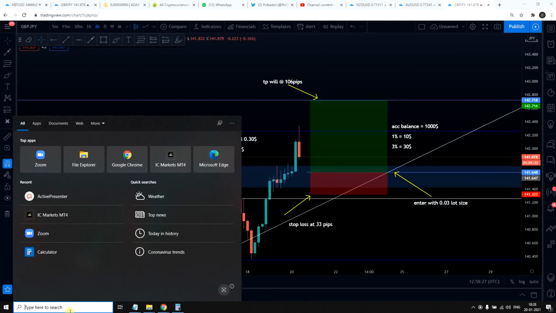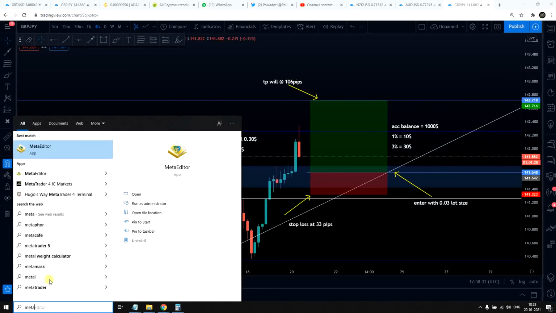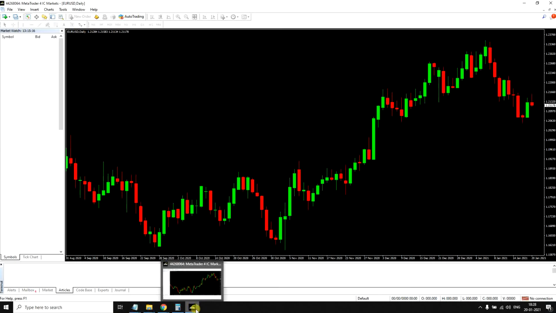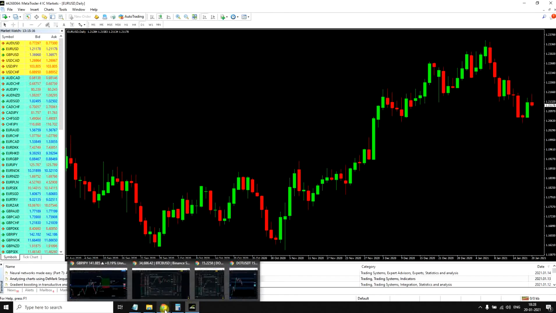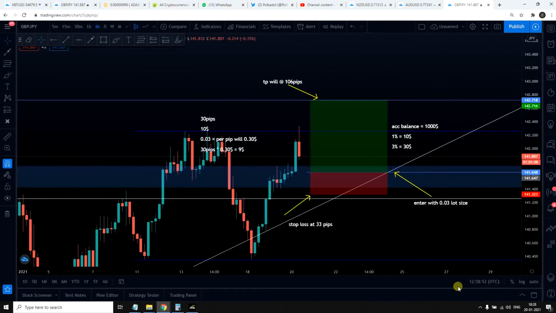So I'll find it on my PC. It's MetaTrader, IC Markets. I'm using IC Markets. Few of you are using other brokers. So just find your MetaTrader. After that, what I have to do, I just have to execute this trade as per my trading plan. This is my trading plan, right guys? So what's the entry? It's 141.648 will be my entry for the longs with the lot size of 0.03.